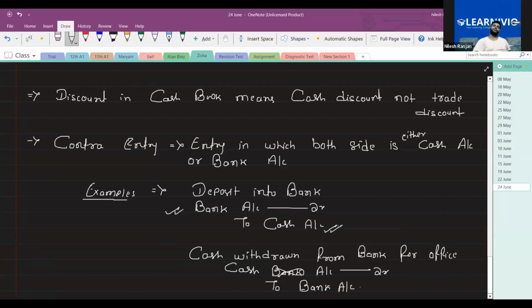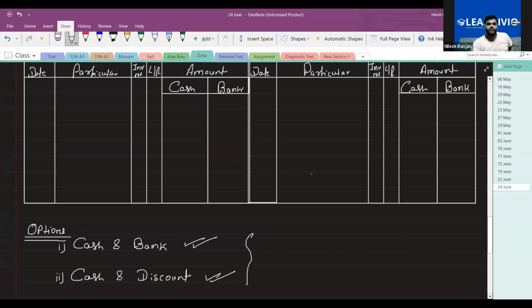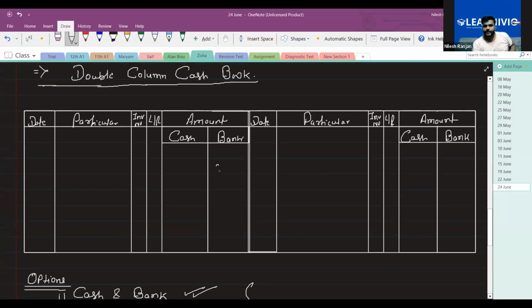Okay. So if bank is on the debit, then let's say the transaction amount is 5,000. We have deposited 5,000 into the bank. So transaction amount is 5,000. So bank account is on the debit. So this amount will go in bank, 5,000. And cash is on the credit. So 5,000 will go in the cash column on the credit.